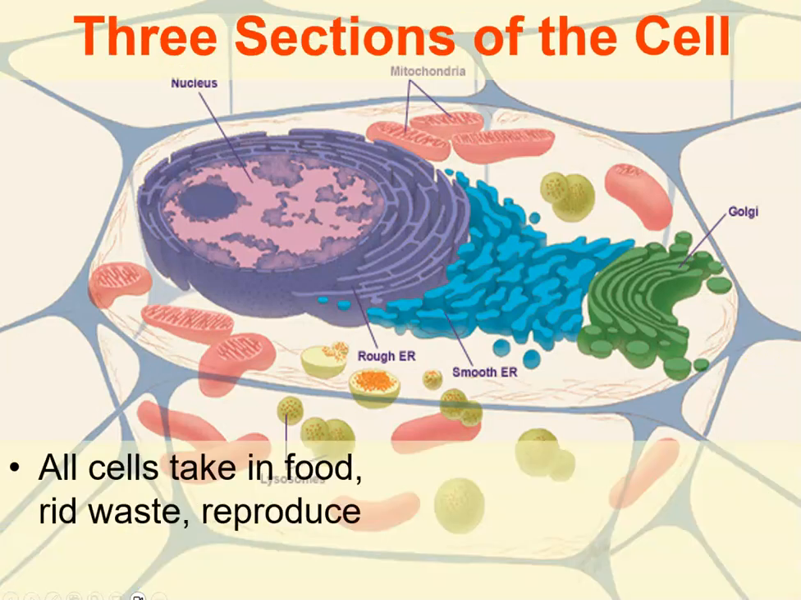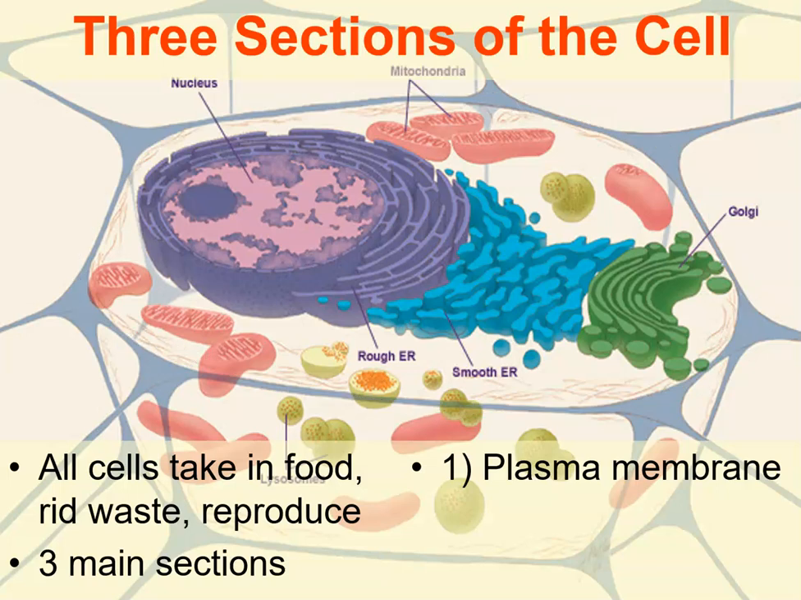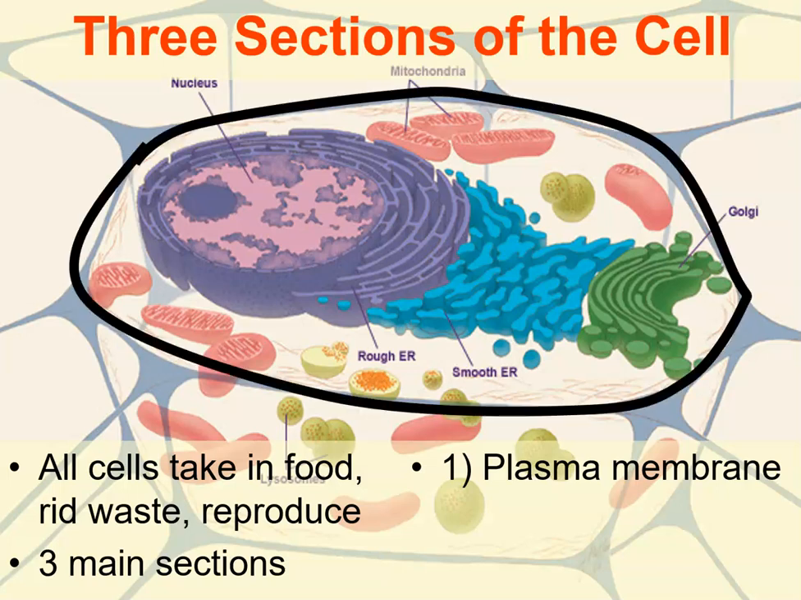A cell is able to take in food, rid itself of waste, and reproduce, and it's made up of three main sections. The first section is the plasma membrane, also known as the cell membrane. In lab we've talked about that. The cell membrane or plasma membrane is what's going to control what goes in and out of the cell.